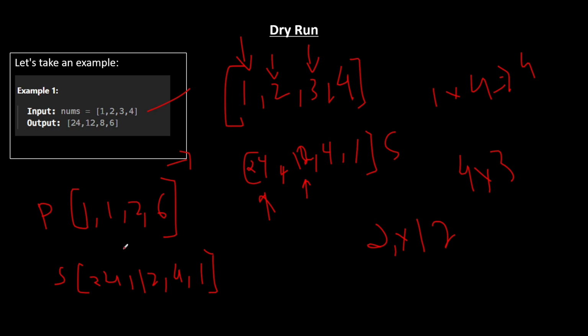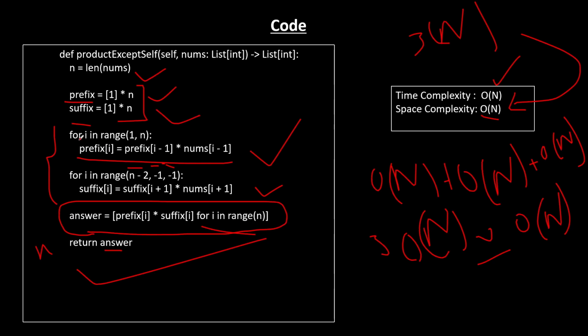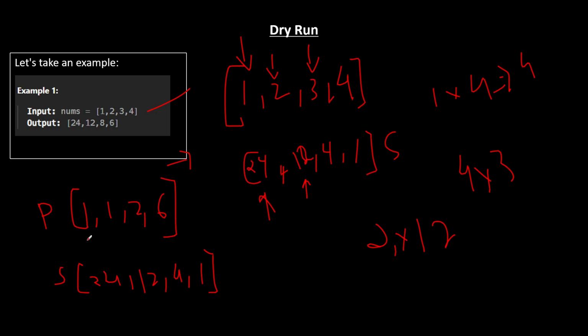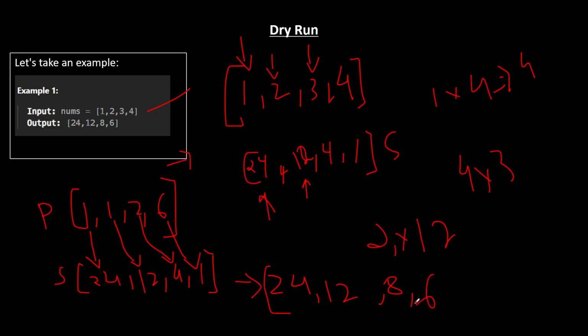Now, what should be the output? After calculating prefix and suffix arrays, we will multiply each prefix index with each suffix index, right? So 1 into 24 gives us 24. 1 into 12 gives us 12. 2 into 4 gives us 8. 6 into 1 gives us 6. So we got 24, 12, 8, and 6. Yeah. So we got the desired output.